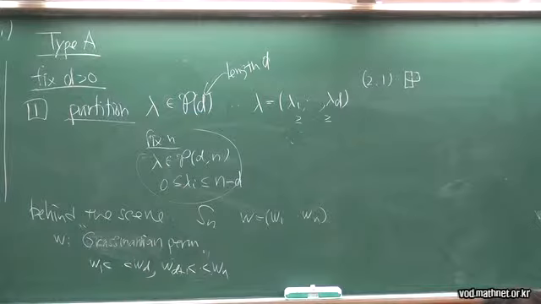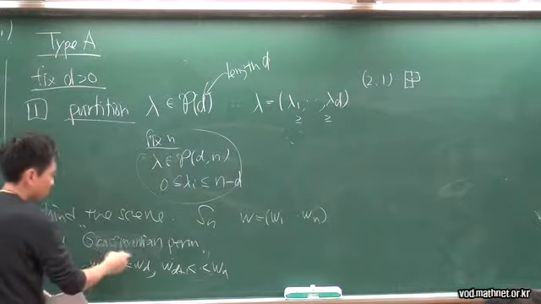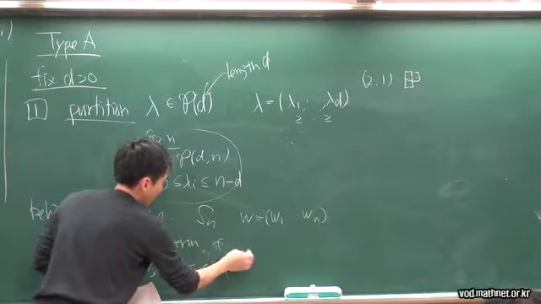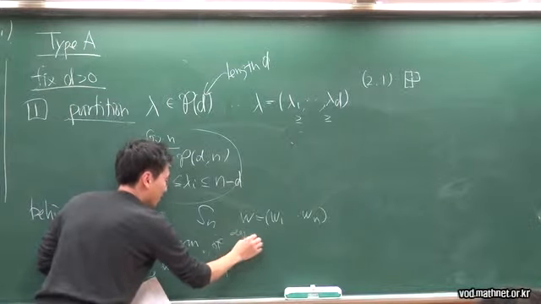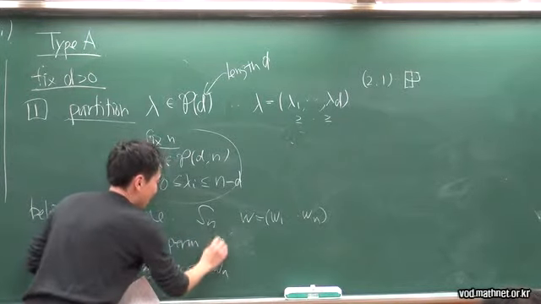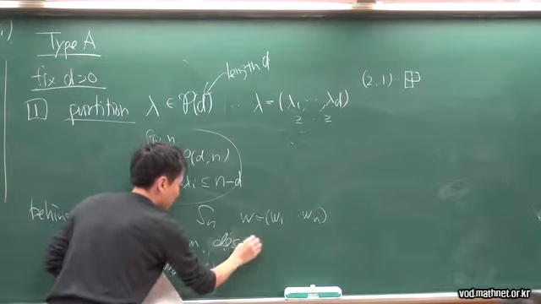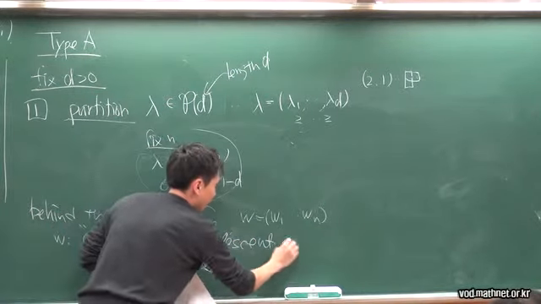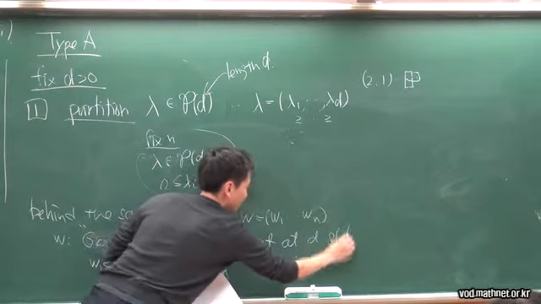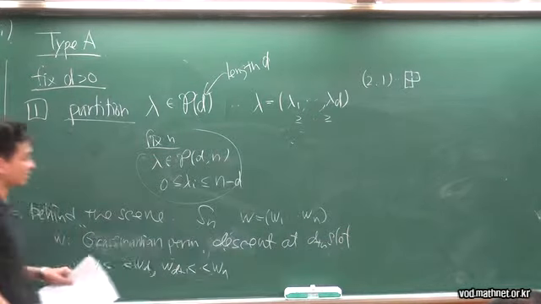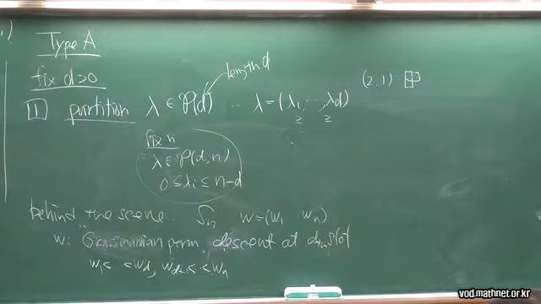So this is a Grassmannian permutation of degree d, with the descent at this one.